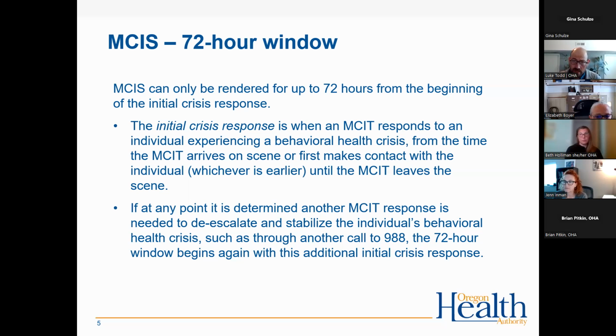The other piece where I could see it in a mobile crisis, like in one of those initial crisis responses, is that the individual, I guess actually I have another question here. I'm going to drop the other one in the chat that addresses this, just so I have the language from the FAQ.